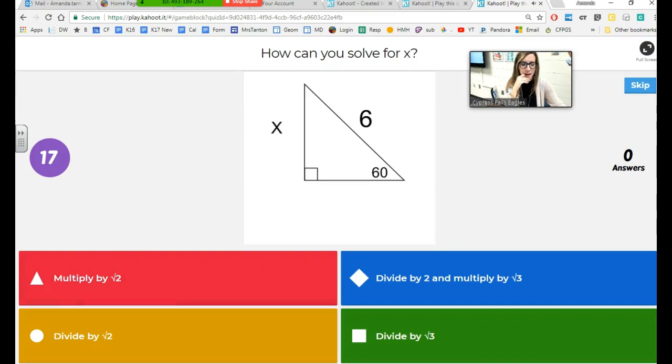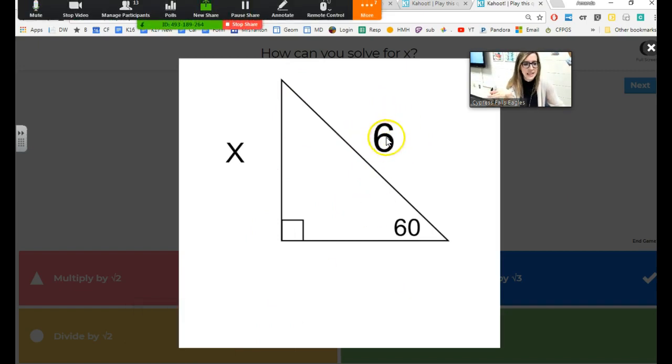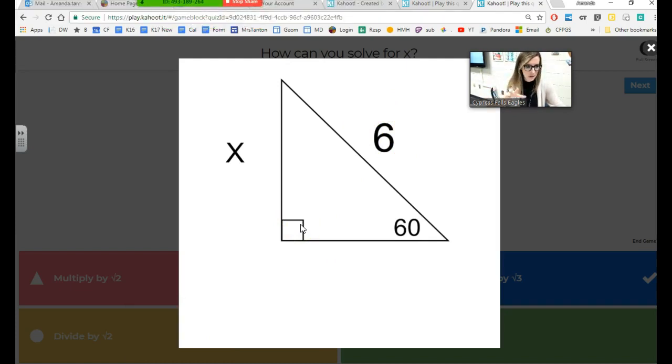How could you solve for x? Probably didn't give you enough time on this one. That's okay. So what kind of triangle is this? 30, 60, 90, obviously. The 6 is across from the 90-degree angle, from the right angle. So across from 30 would be 3, because that's half of 6. And then x would be 3 root 3.